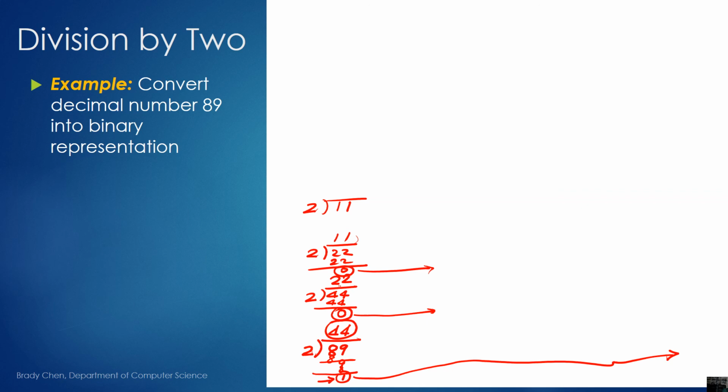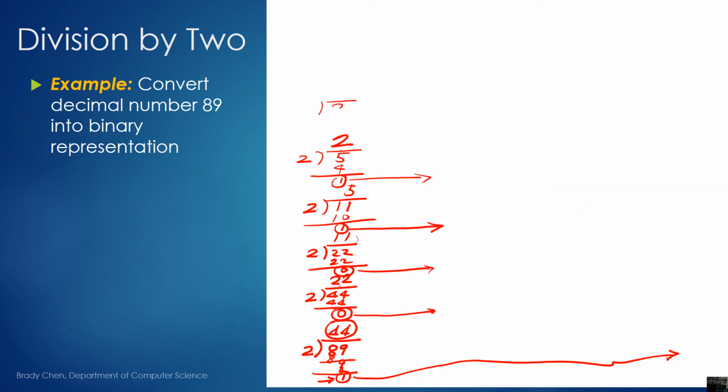And then we got 5. 2 times 5, that's 10. So we got a quotient of 5 and remainder 1, right? And then divide 5 by 2, that gives the next quotient. We got a 2. 2 times 2 is 4. Now we've got the remainder 1 and a quotient of 2, right?